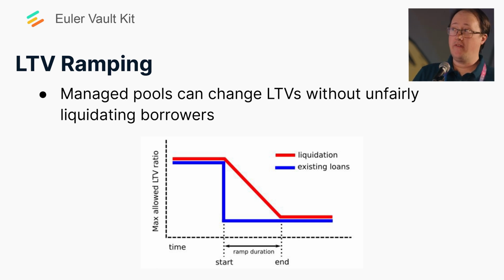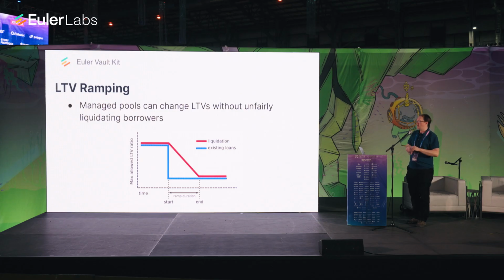However, what we've come up with in this LTV ramping is to split the LTVs used for liquidations from the LTVs that are used for the existing loans. In a managed vault, the governor can install a new LTV that will come into effect for everyone in, let's say, a month from now. That duration is called the ramp duration. The loans that are currently in effect in the pool, and also any new loans that will be initiated, are under this new LTV immediately. However, all the previous loans will have their liquidation LTV used according to this ramp.